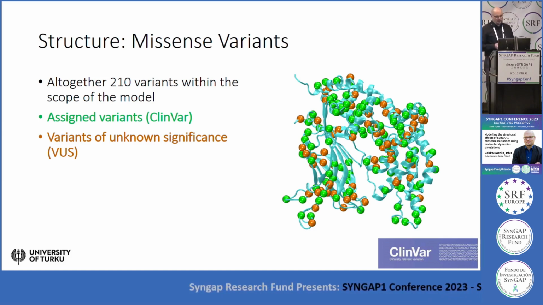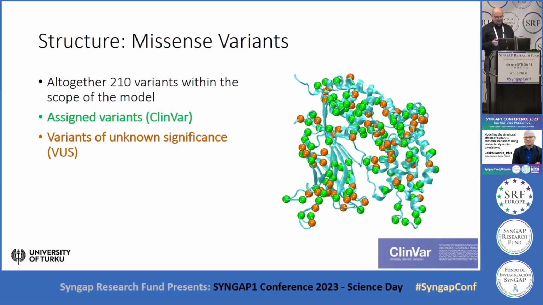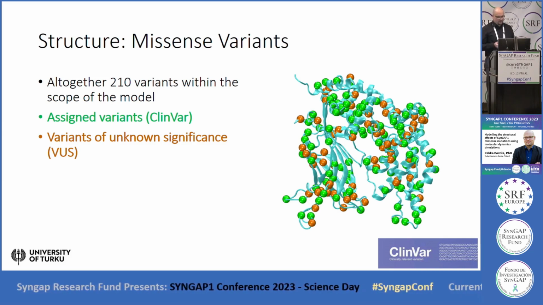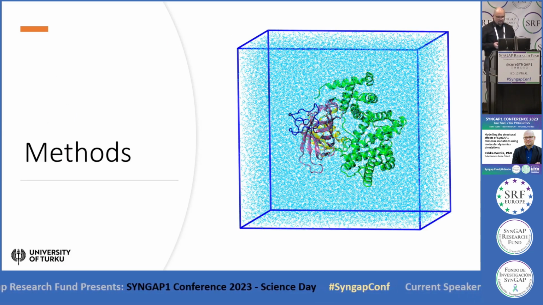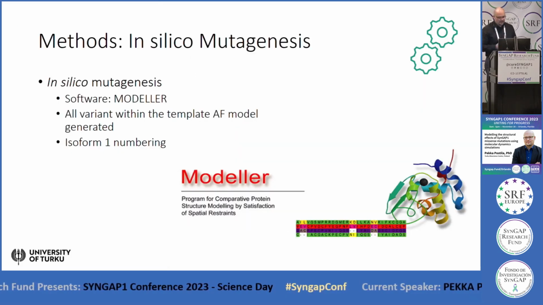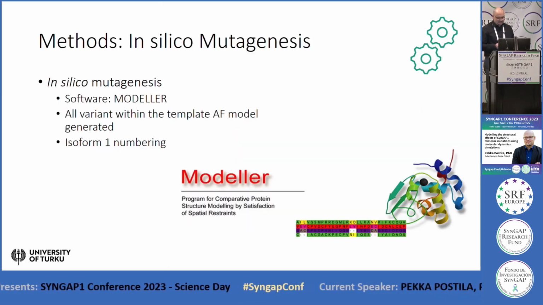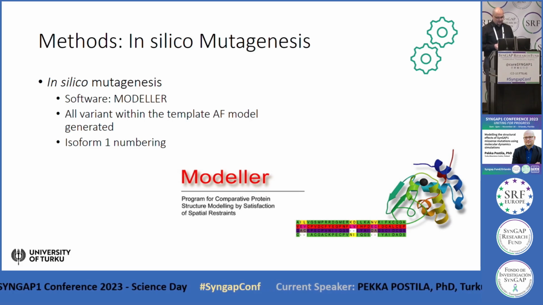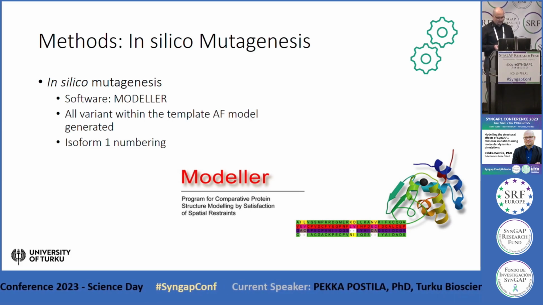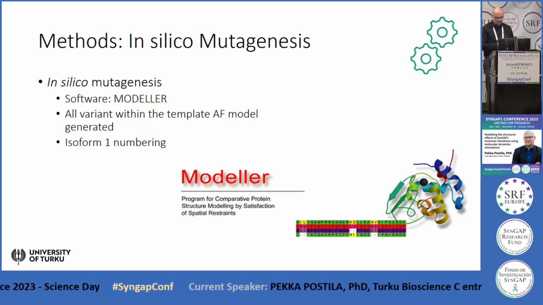When we use this N-terminal model in the simulations, we have 210 variants at the moment. The number is growing all the time. Is the mic still working here? So we can study these missense mutations with the structure, and there are plenty of them. You can see here the coloring for the assigned variants and then the unknown ones.